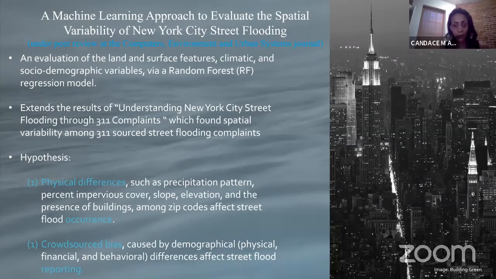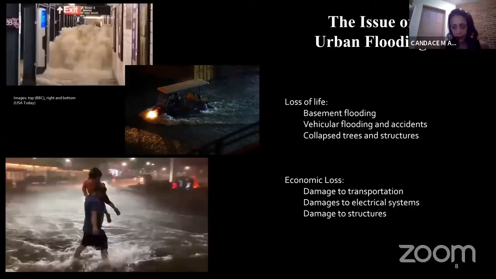So now, to detect the neighborhoods with increased flood risk, we're using the citizen-generated data, which is the consolidation of the eyewitness accounts. This affords particular value. And employing the random forest regression machine learning algorithm along with physical, climatic, socioeconomic, and this citizen-generated data aggregated to the zip code level, the study presents an evaluation of the variability of street flooding within the zip codes of New York.